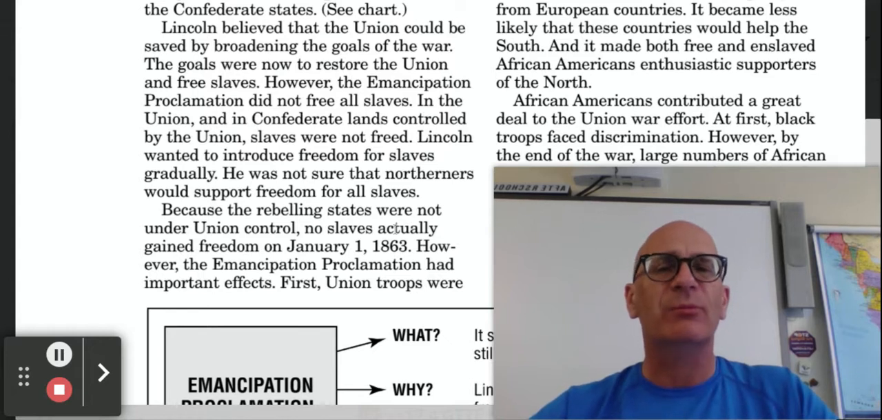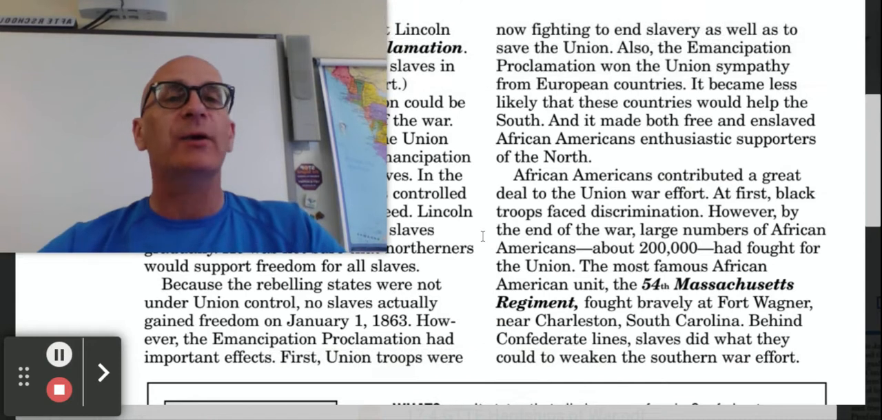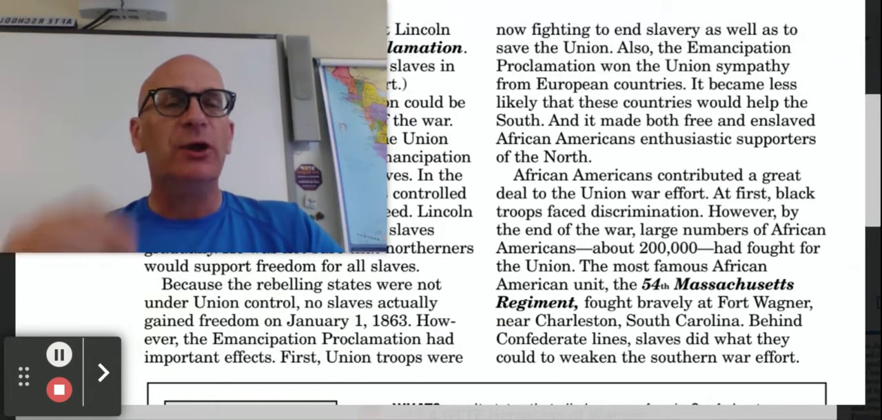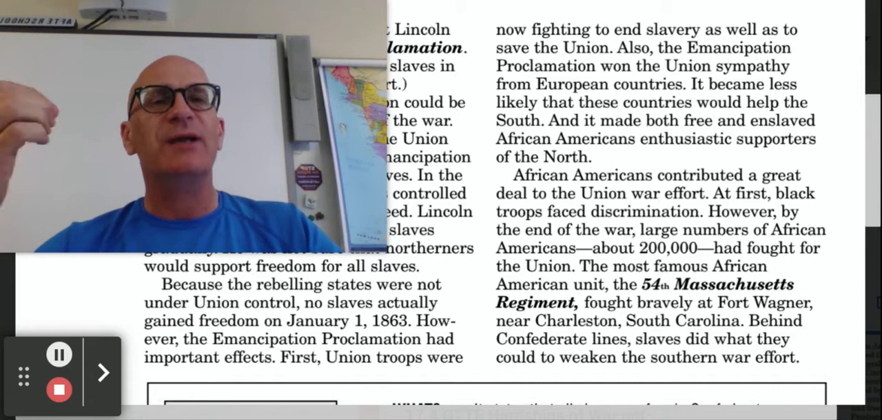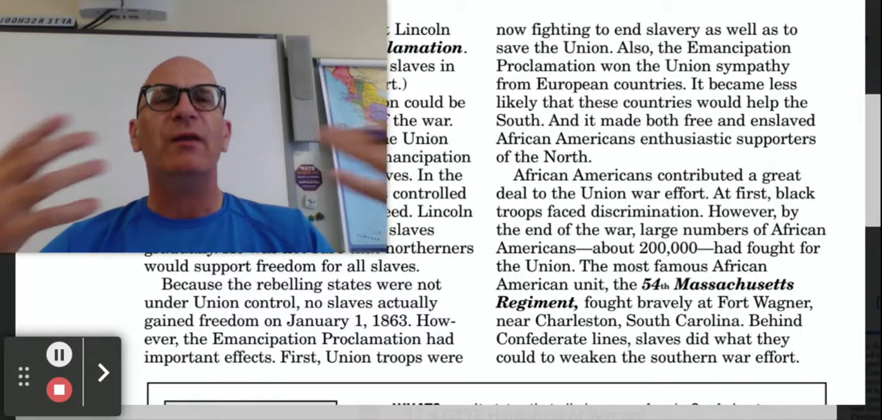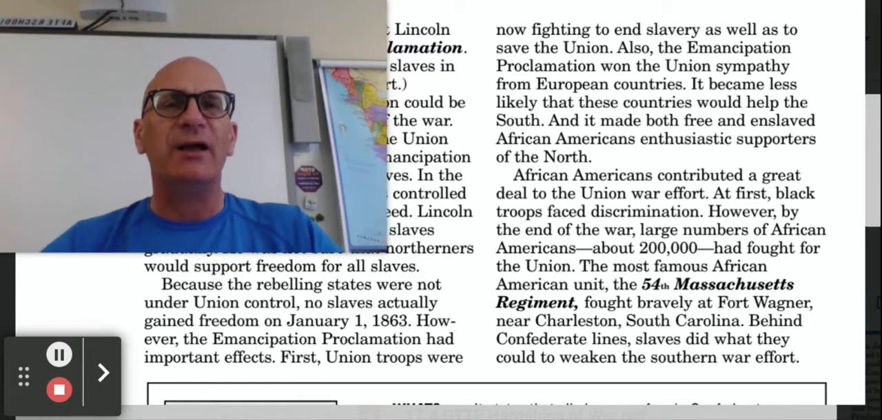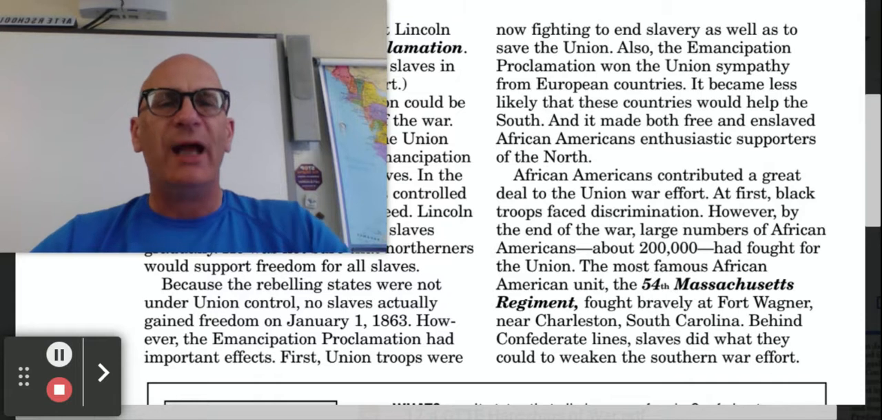However, the Emancipation Proclamation had important effects. We're going to talk about those effects now. First, Union troops were now fighting to end slavery as well as save the Union. Also, the Emancipation Proclamation won the Union sympathy from European countries. It became less likely now that these countries would help the Confederate States. And it made both free and enslaved African Americans enthusiastic supporters of the North. In short, the Emancipation Proclamation provided hope to both free and enslaved blacks that slavery would soon end.